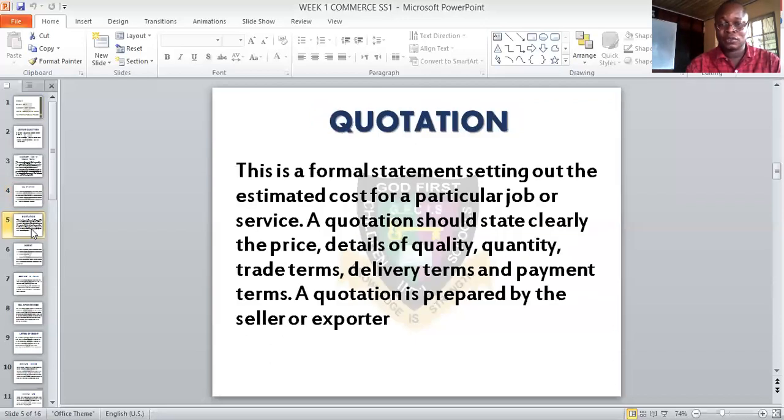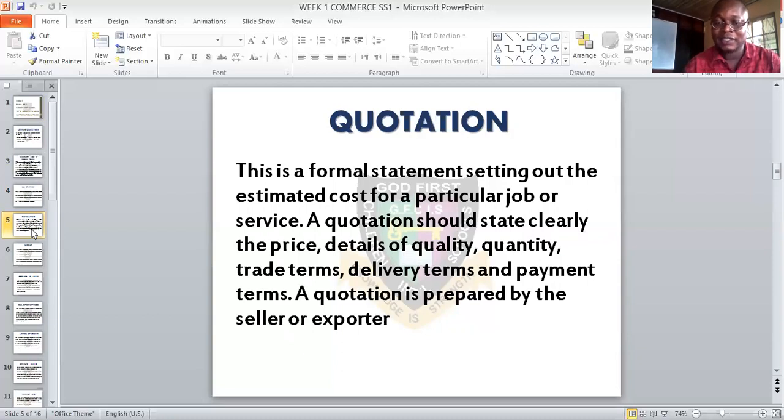Then we also have quotation. Quotation is a statement that sets out the estimated cost. It will be given to the buyer, so that the buyer will know the cost of that particular job, service or goods. A quotation should state clearly the price. Details of quality, quantity, trade terms, delivery terms, and payment terms will also be there.